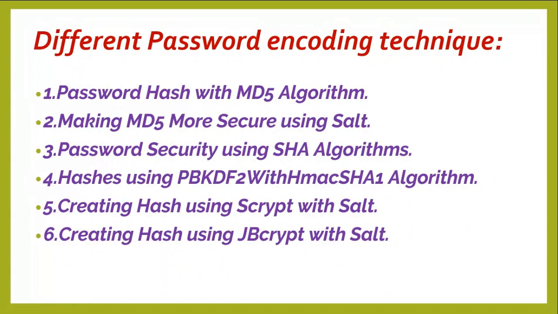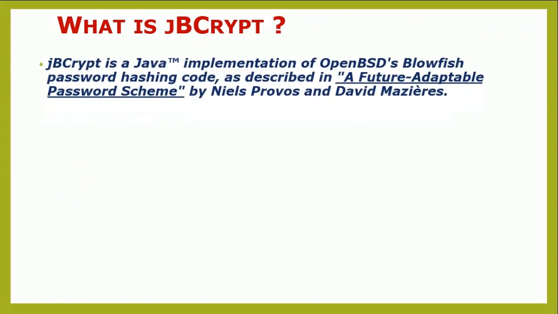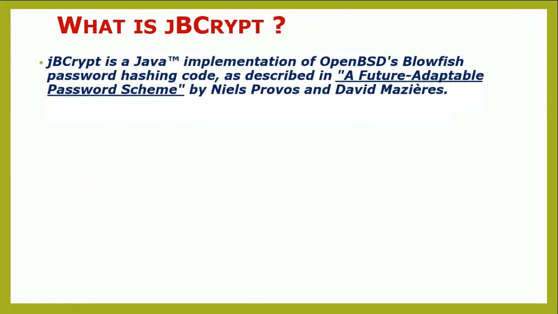So here we will see what the jBcrypt library is. jBcrypt is a Java implementation of OpenBSD's Blowfish password hashing code, as described in "A Future-Adaptable Password Scheme" by Niels Provos and David Mazières. By these two scientists this password encoding technique was developed. It is based on the Blowfish password hashing code, a future-adaptable password scheme.